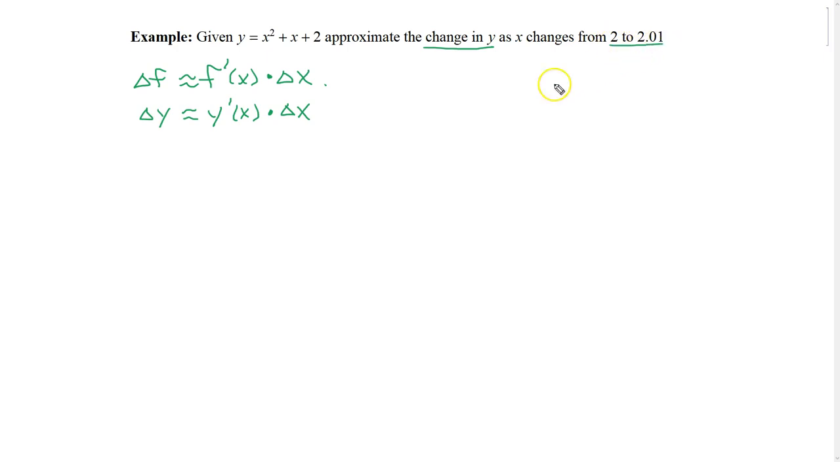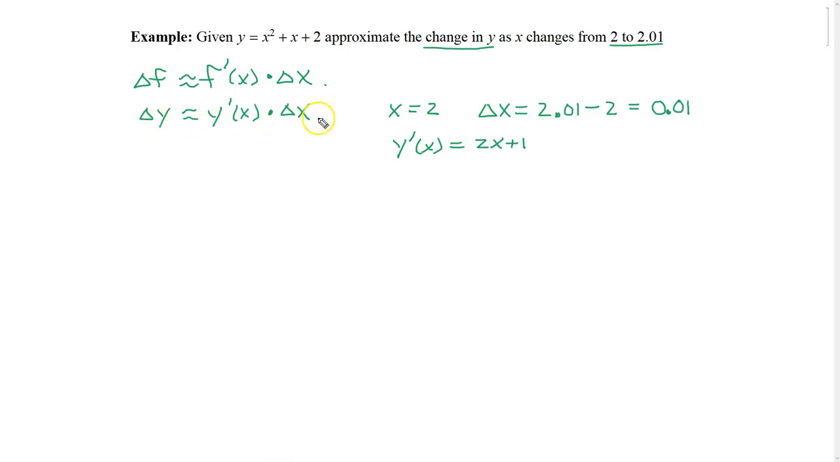Same approximation. Now we want to approximate the change in y as x varies from 2 to 2.01. So let's note that x starts at 2, and as x goes from 2 to 2.01, then the change in x is going to be the ending location, 2.01, minus where x started, which was 2. And of course, in this case, we get 0.01. Now we just have to plug this information into the right-hand side, and that will give us an approximation to the change in y. Now let's also note that y prime is equal to 2x plus 1, and now we can plug all of our information in.